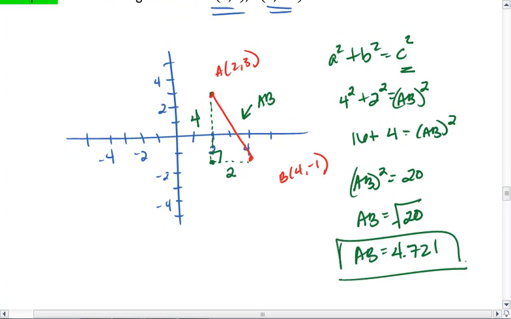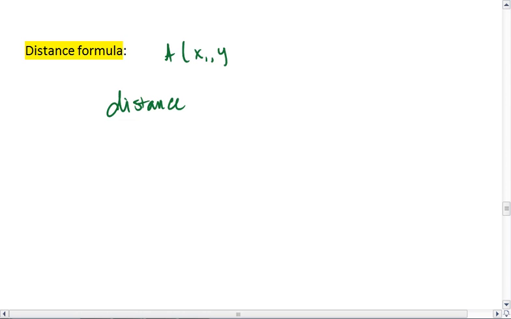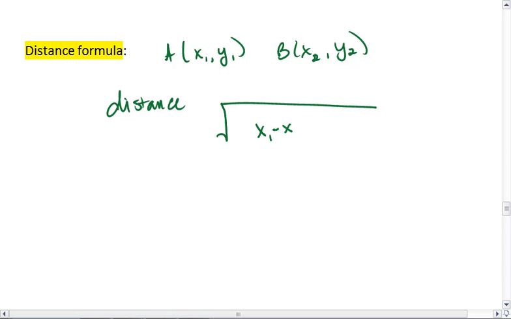Just like we saw with midpoint, there is a formula you can use if you want to. The distance formula, if your first point is x1, y1, and your second point is x2, y2, then the distance formula is the square root of x1 minus x2 squared. Or you can reverse these. You can do x2 minus x1. It actually doesn't matter as long as you're consistent with both your x's and your y's. Plus y2 minus y1 squared.